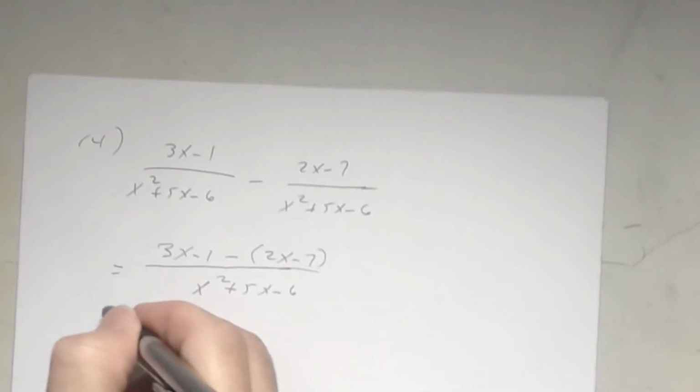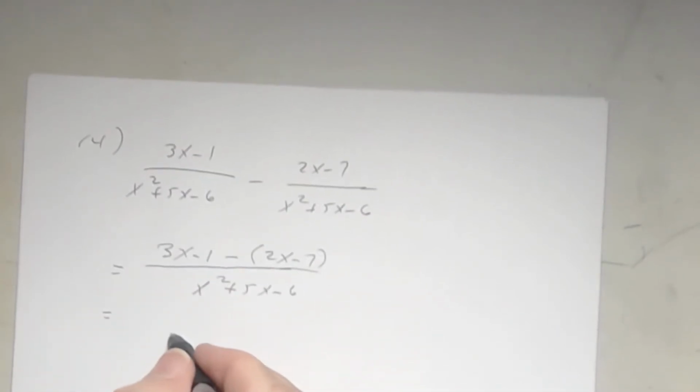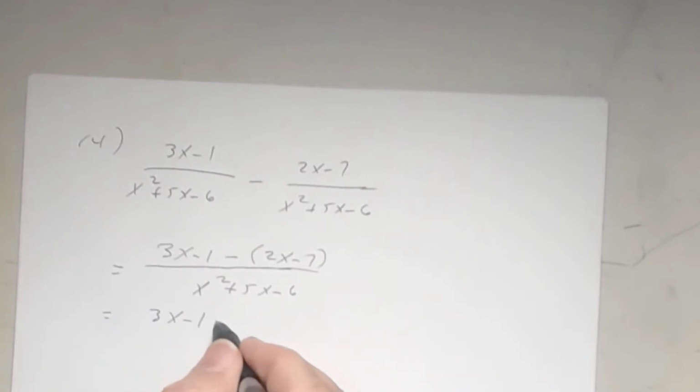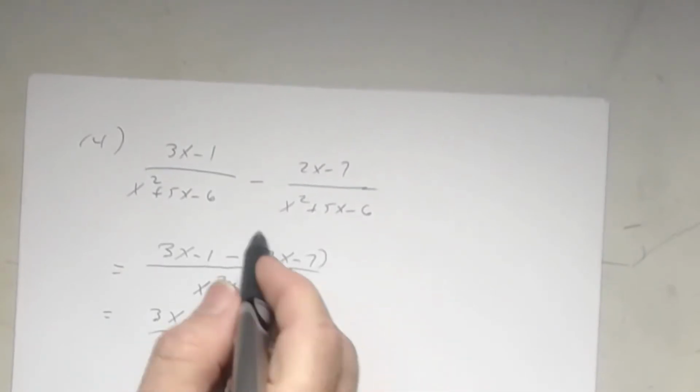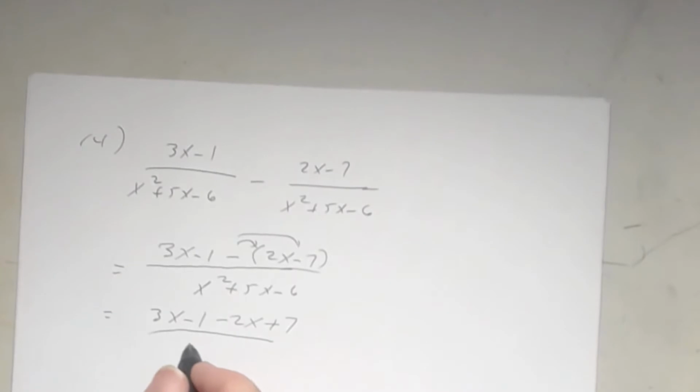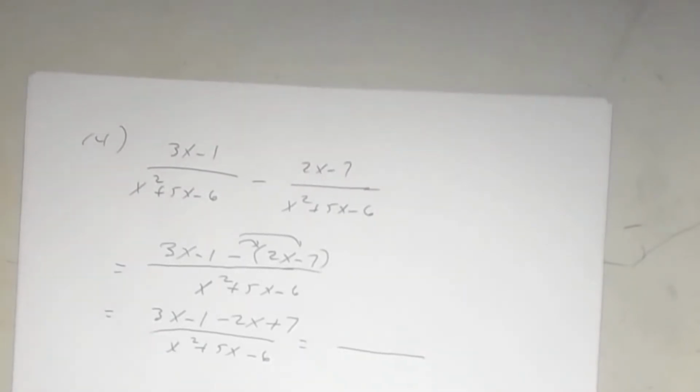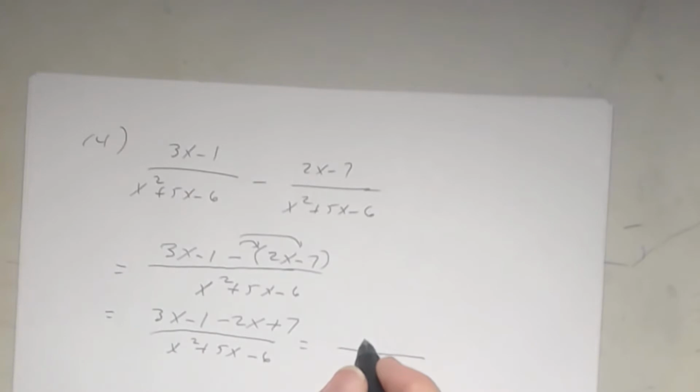Now get rid of the parentheses. So the numerator is 3x minus 1, and what does that become? Minus 2x plus 7. So you distribute the negative 1, over x squared plus 5x minus 6. What's the next step? Combine like terms. What's the numerator? X plus 6. Yeah. And then let's factor the denominator.